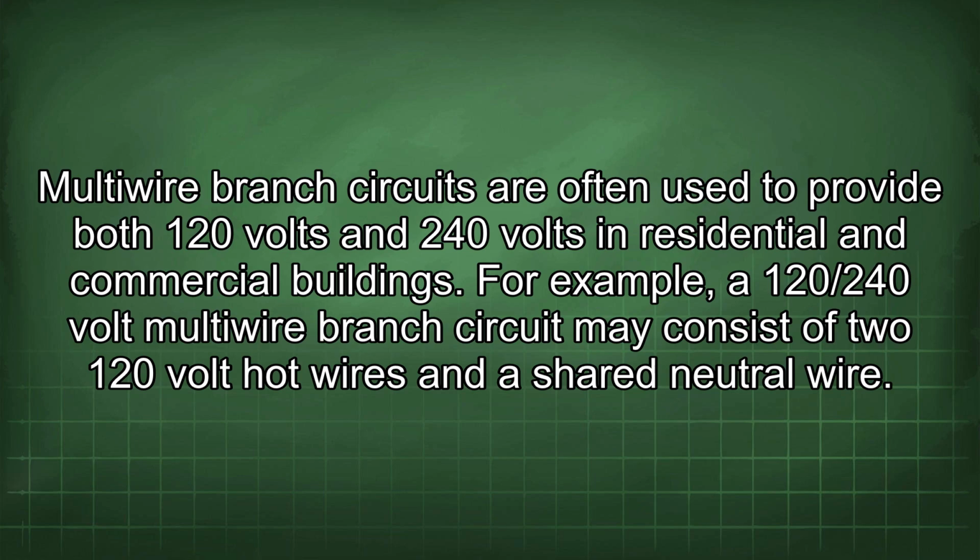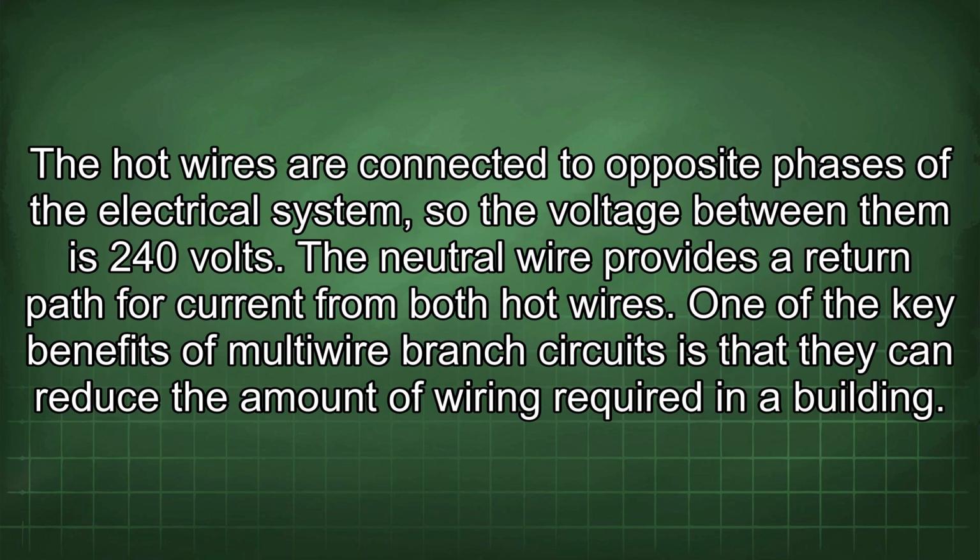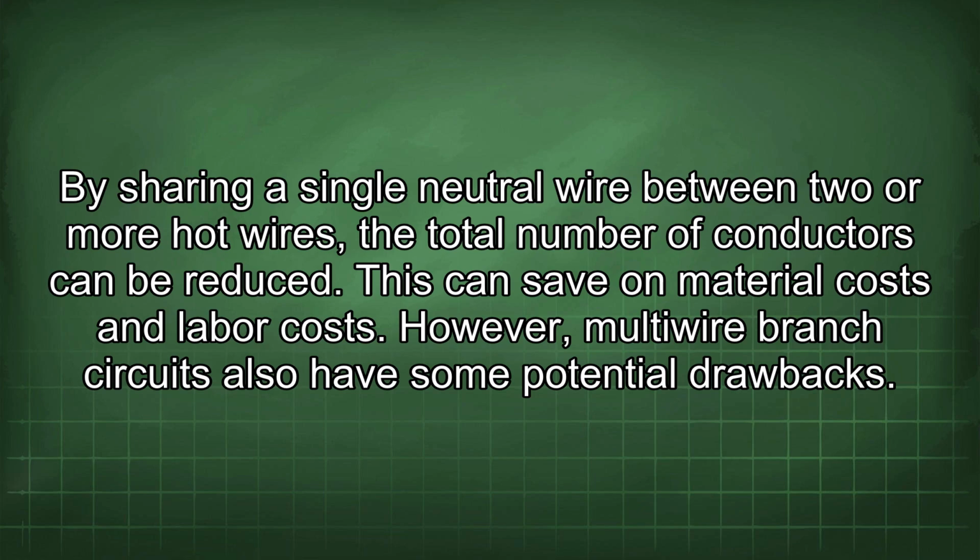120/240 volt multiwire branch circuit may consist of two 120 volt hot wires and a shared neutral wire. The hot wires are connected to opposite phases of the electrical system, so the voltage between them is 240 volts. The neutral wire provides a return path for current from both hot wires. One of the key benefits of multiwire branch circuits is that they can reduce the amount of wiring required in a building. By sharing a single neutral wire between two or more hot wires, the total number of conductors can be reduced. This can save on material costs and labor costs.